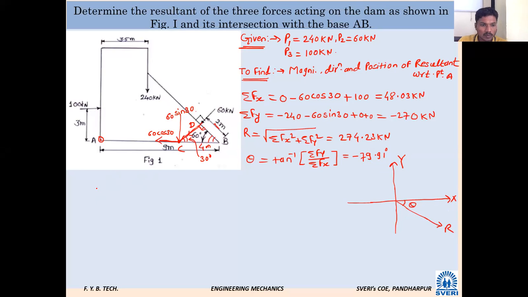No, sir. Next, to find the moment at point A. The summation of moments due to all forces at point A. Each and every force you have to consider while calculating the moment. Force number 1.